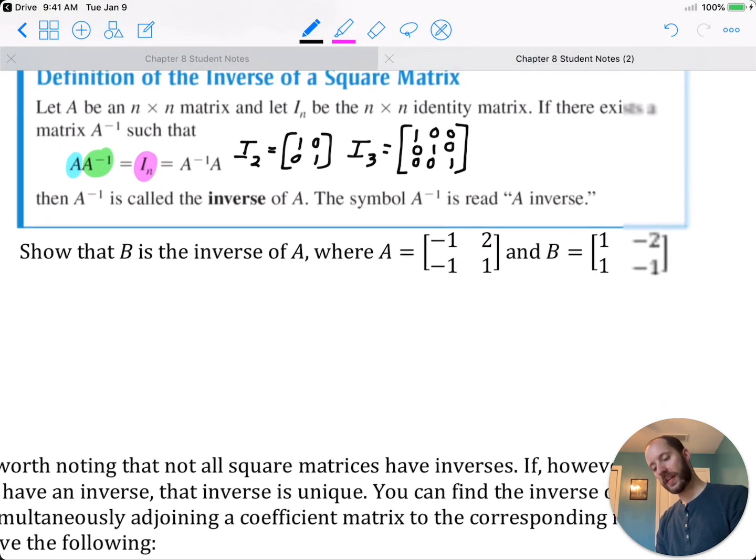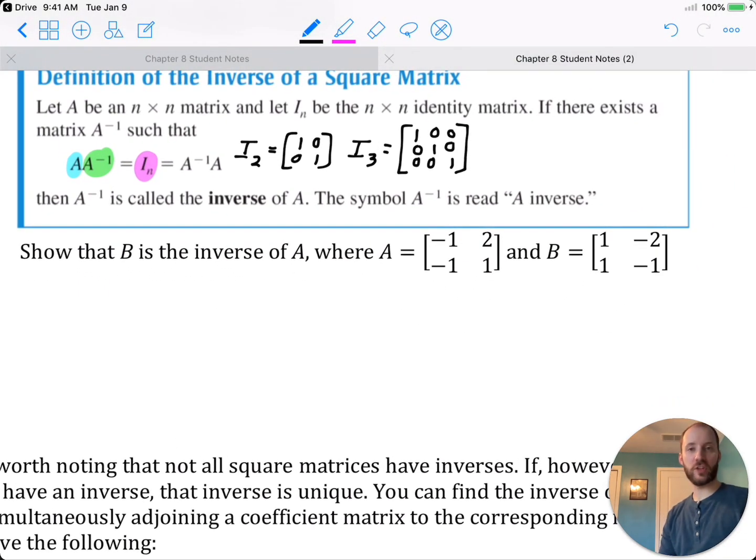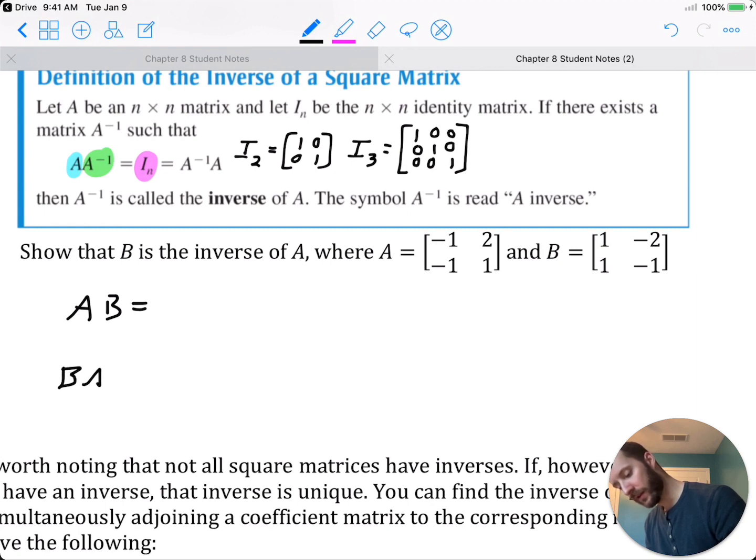So to show that B and A are inverses of each other, check them, multiply them together. Do AB, also do BA. So those two different multiplications. Check those, pause the video, check your work with my completed notes, then start the video back up.